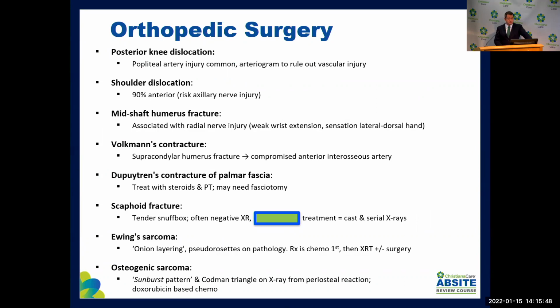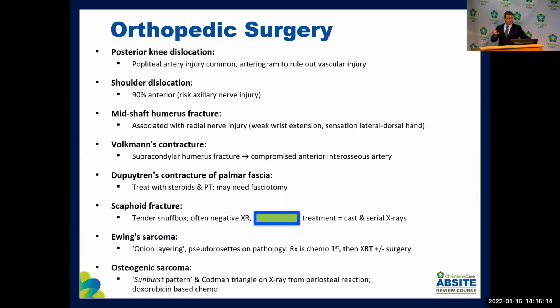Shoulder dislocations, conversely, are more common anteriorly and also involve a risk of axillary nerve injury. For midshaft humerus fractures, you risk wrist drop and poor wrist extension due to injury to your radial nerve. A Volkmann's contracture is a supracondylar humerus fracture, and that's from compromise to your anterior interosseous artery.